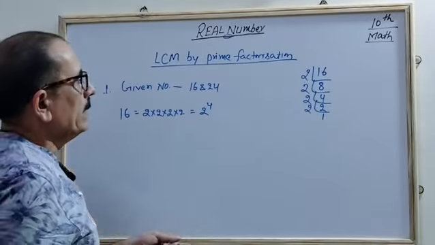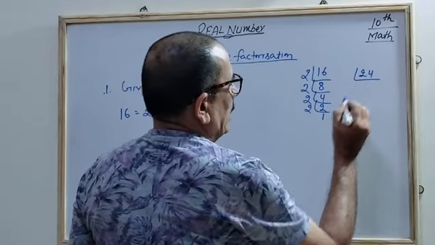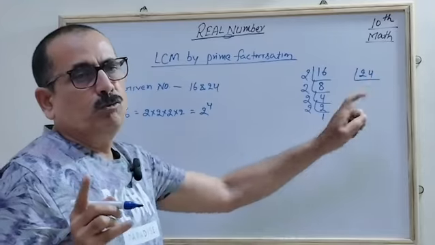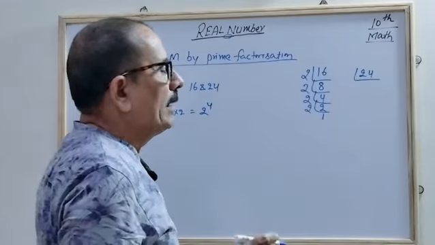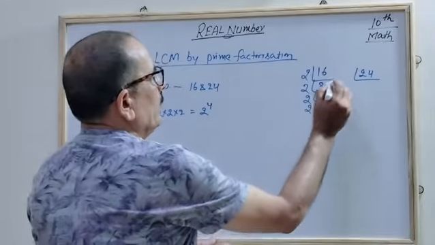The next number is 24. We will do the factorization of 24. As we know, any number ending with 2, 4, 6, 8 or 0 can be divided by the prime number 2. So we will start with 2.